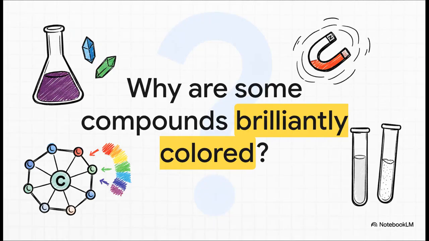So here's the big question. What is the deal with certain chemical compounds, especially the ones with transition metals? Why do they have these stunning, brilliant colors, while so many others are just boring white powders or clear liquids?